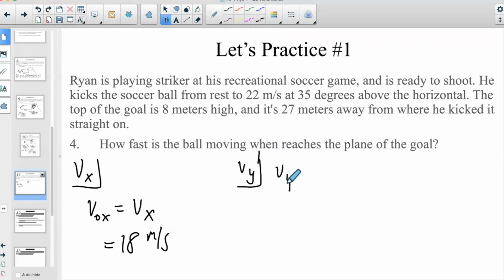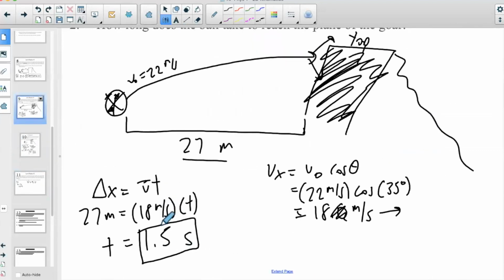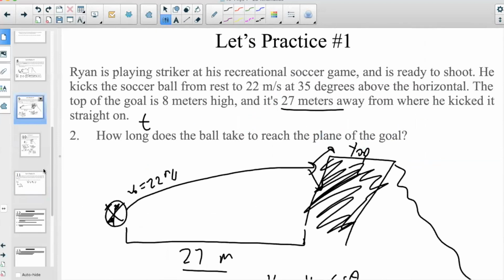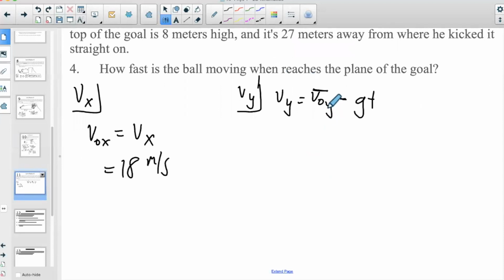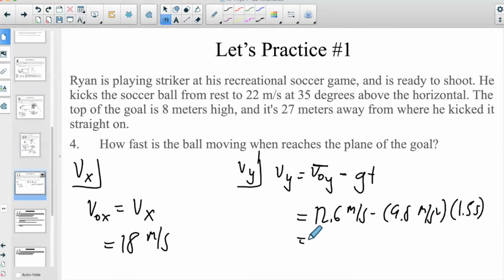So we can rewrite this as Vy equals v naught y minus gt. And we know what this is, and we know what g is. And t we can use from 1.5 seconds as we learned here. Remember, it goes at the same time. They're asking here the plane of the goal, and they're asking here also the plane of the goal. So we can figure this out, v naught y and gt, so we can simply plug in and solve. And finally, you should get negative 2.1 meters per second.